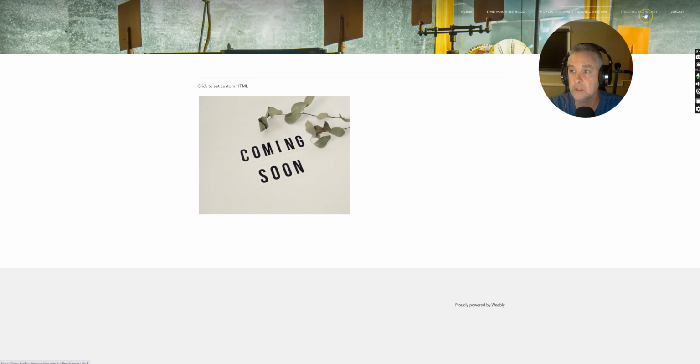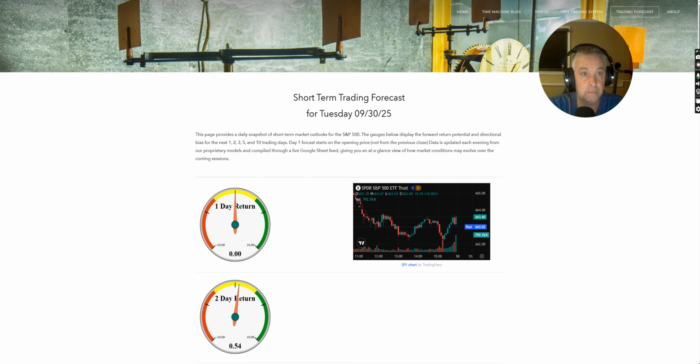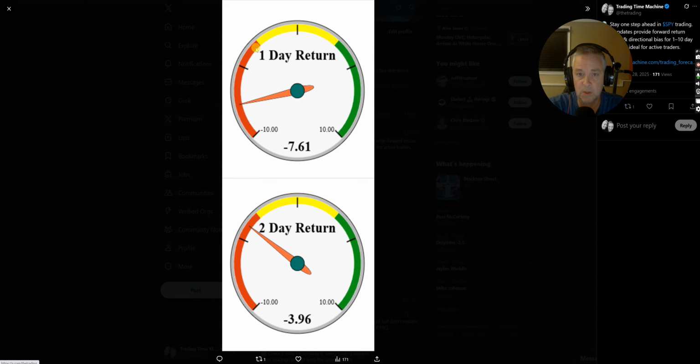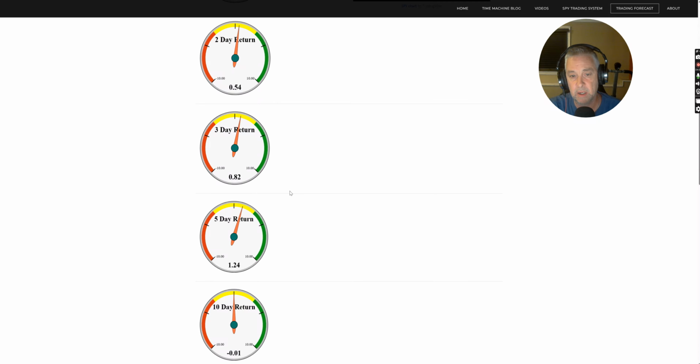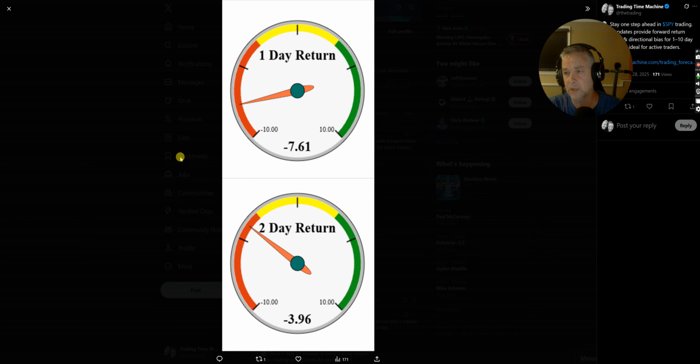All right, so let's go into this trading forecast. Yesterday the forecast was very negative. I had tweeted out, here we are. This was the 1 and 2 day. So the 1 was in the red. For now, I'm probably going to tweak this gauge a little bit, but let it be known that when you're red on a 1 to 2 day time frame, and as you can see on the website, we're looking at 1, 2, 3. I do a 5 day and I do a 10-day return. So yesterday was unusually rare to be in the red for 1 and 2 day return.